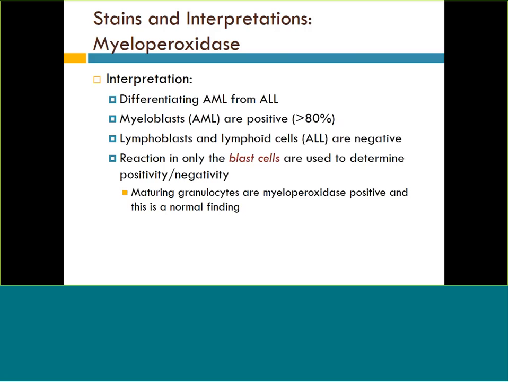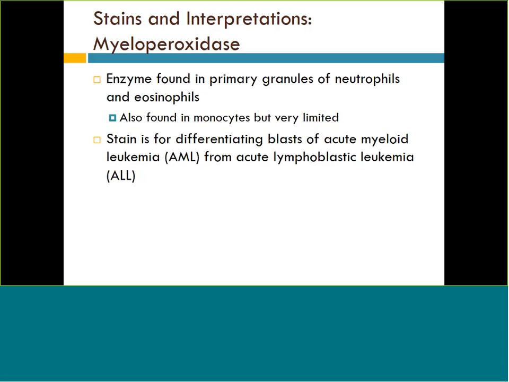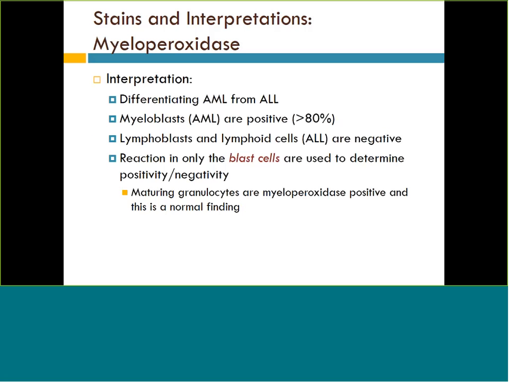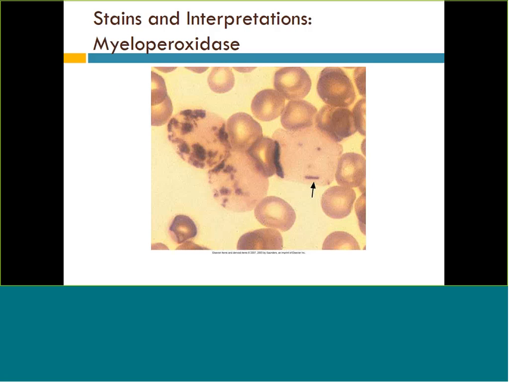So again, knowing about the stain, it's staining the myeloperoxidase enzyme in the primary granules of neutrophils, and it's saying AML positive, ALL negative. And again, you are looking for the reaction in the blast cell.